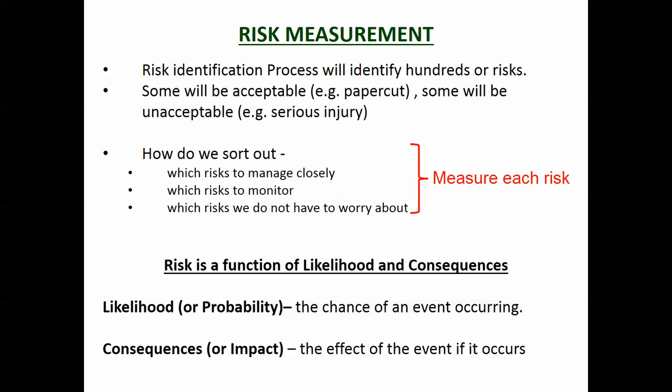So how do you measure it? Remember, we are using the qualitative method rather than the quantitative. We're not using numbers. You can identify hundreds of risks when you're really looking at a project straight up. Some will be acceptable, like a paper cut. Some will be unacceptable, like serious injury. So how do we sort them out? How do we measure each risk? The way we do that is we estimate the likelihood, which is the chance of the event occurring, and the consequences.